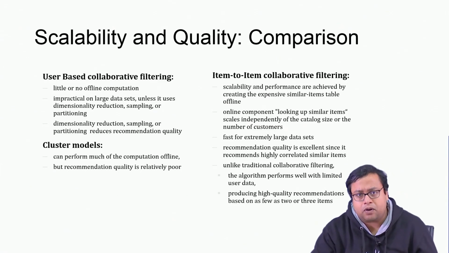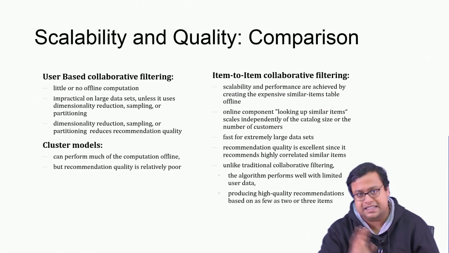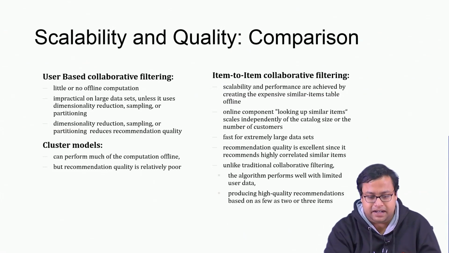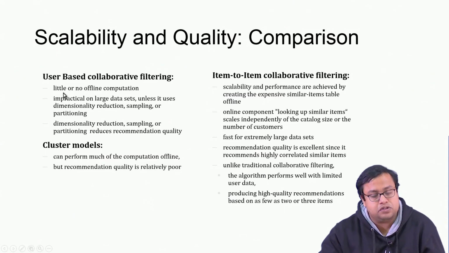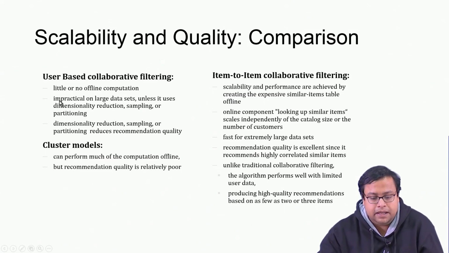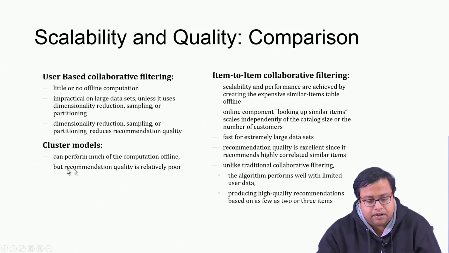Now, if I compare these three basic measures in terms of scalability and quality, basically these are the two issues: whether it is time taking, and what quality you are getting. User based collaborative filtering requires no offline computation, but is impractical on large data sets because it takes lots of time, and dimensional reduction, sampling and partitioning reduce recommendation quality. On the other hand, cluster models can perform much of the computation offline, but recommendation quality is relatively poor. So, that is a problem.